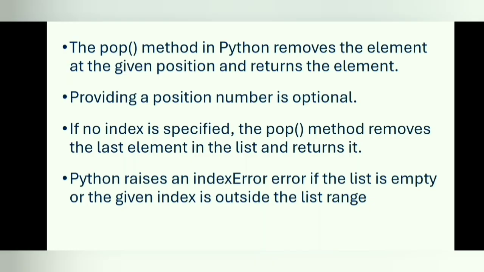Without the specified index, the pop method uses the last in first out, LIFO, principle. This principle is commonly used in stack data structures. Here, the end of the list serves as the top of the stack. Python raises an IndexError if the list is empty or the given index is outside the list range. The pop method does not create a new list, it directly modifies the original list.